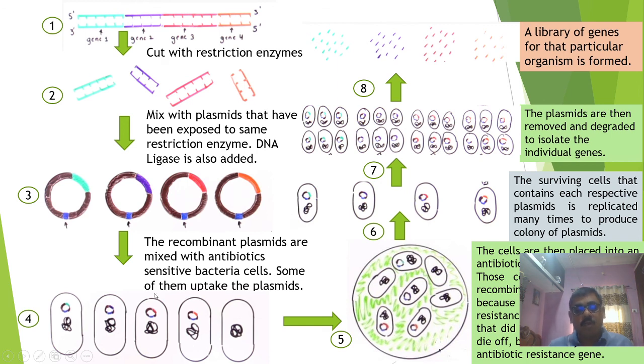After that, all these cells are transferred onto a medium containing the antibiotic. Only the cells having the vector molecule survive, and the surviving cells that contain the plasmid are replicated many times to get clones, and then these clones are used to get the genomic library.